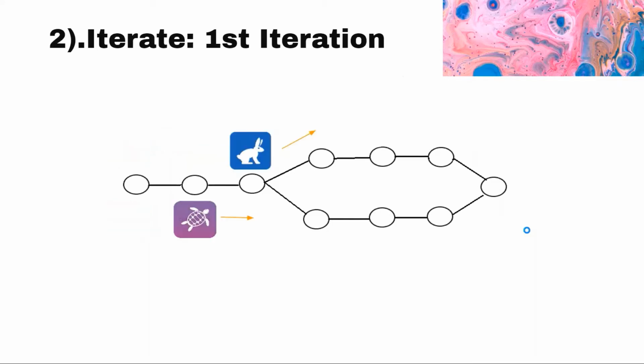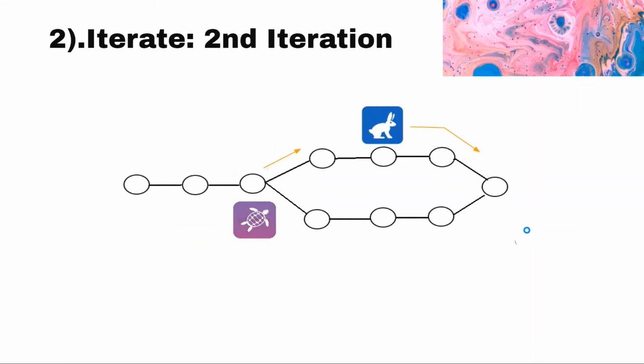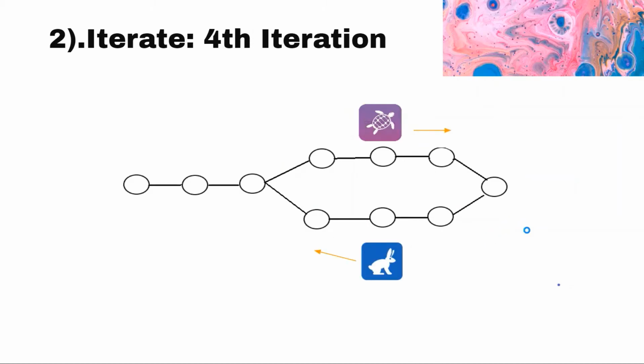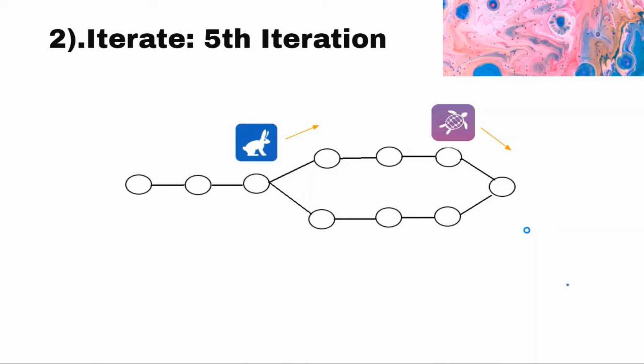Continuing, this will be the first iteration. The hare moves faster than the tortoise, hence it would move 2 nodes, and the tortoise will move 1 node. Second iteration will be this. See how the hare has moved 2 nodes and the tortoise has moved only 1 node. Continuing again, this will be the third iteration. Following, this will be the fourth iteration. This will be the fifth iteration. See how the speed is maintained and the tortoise and hare move irrespective of each other.